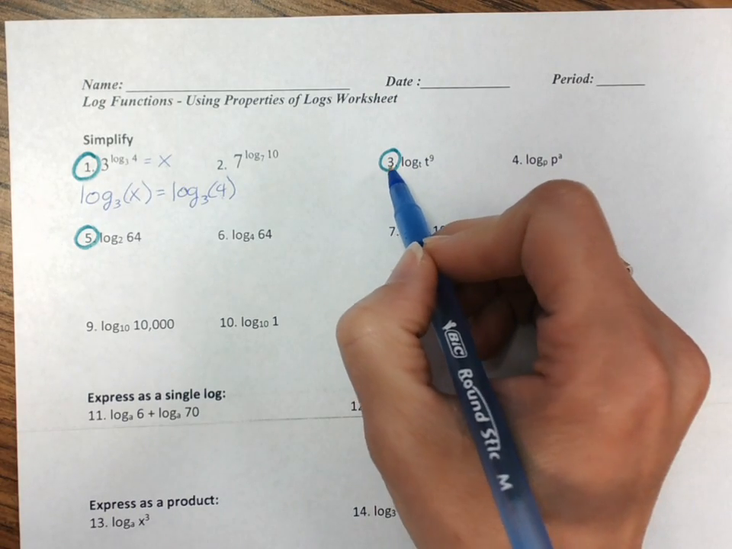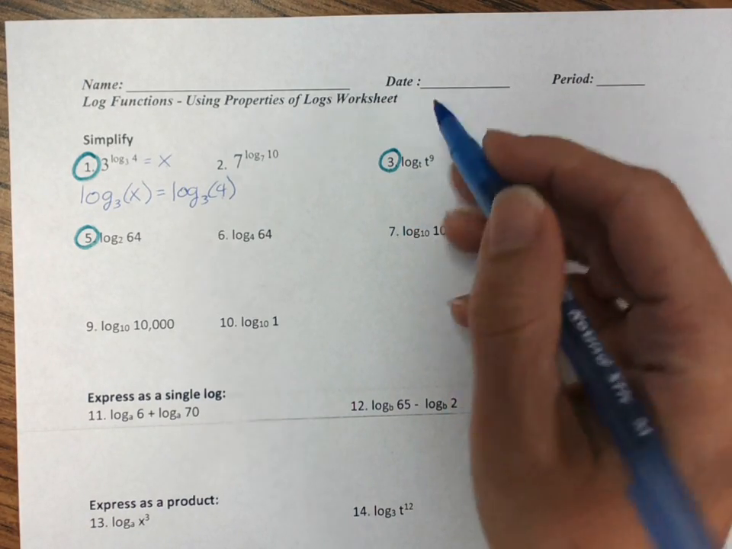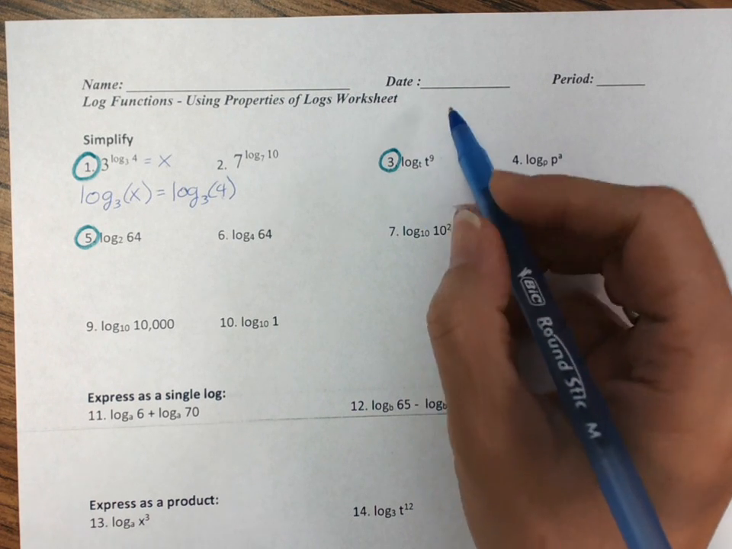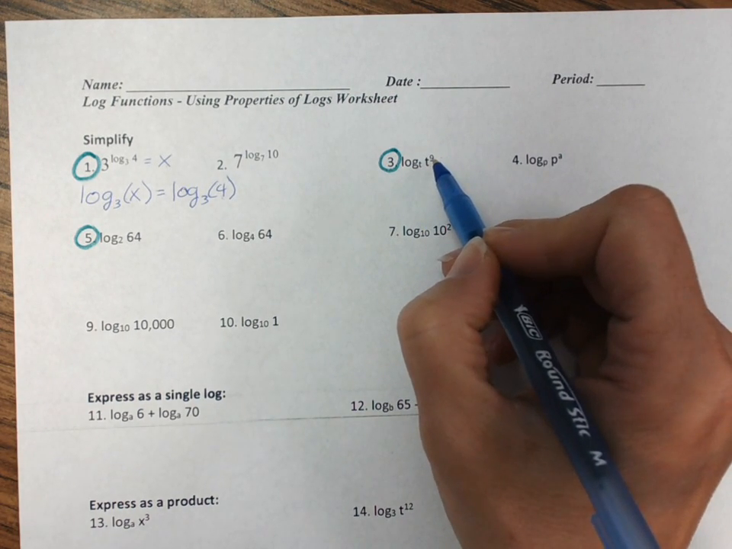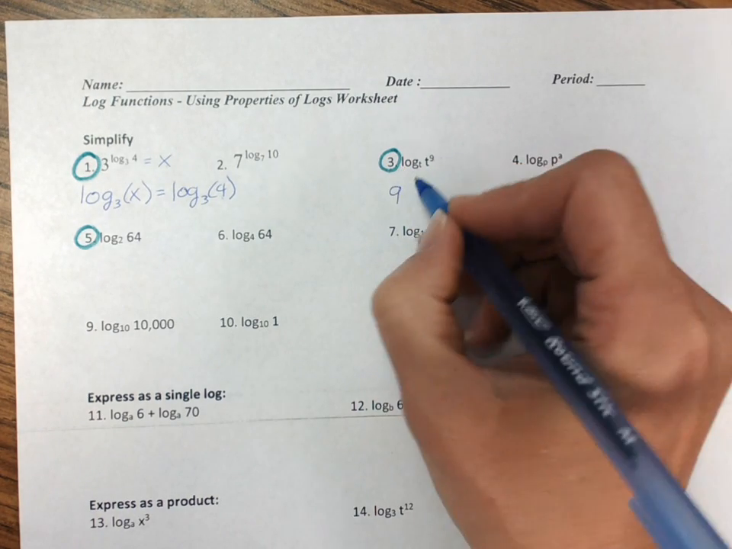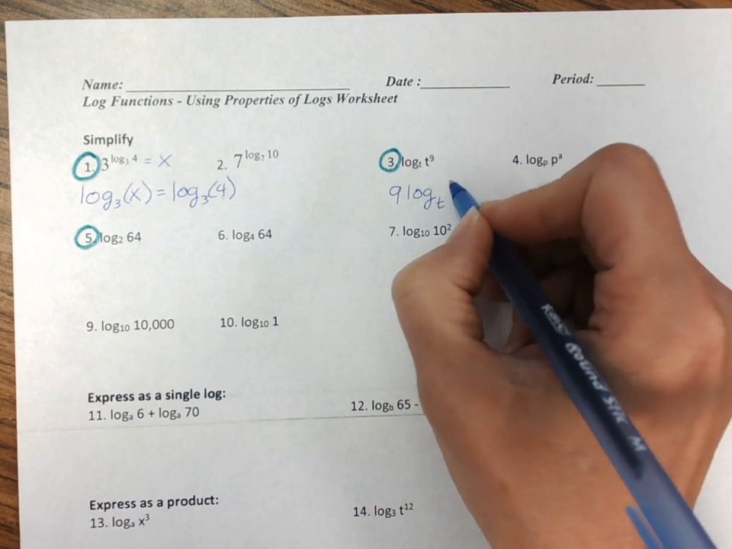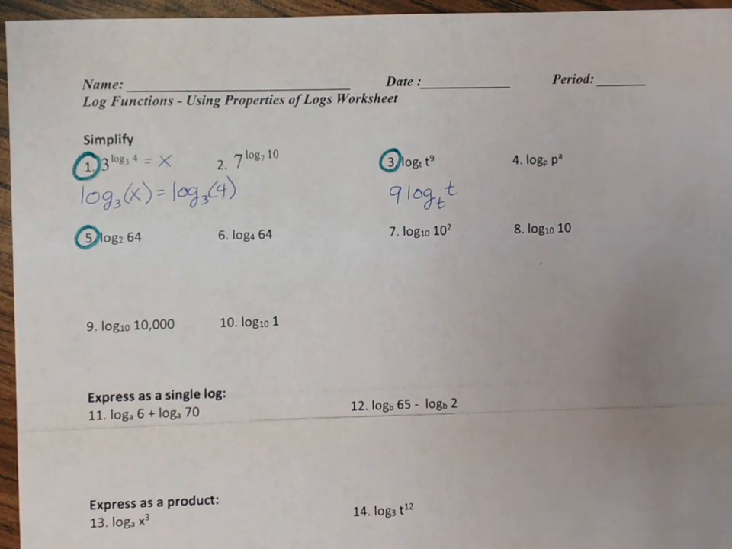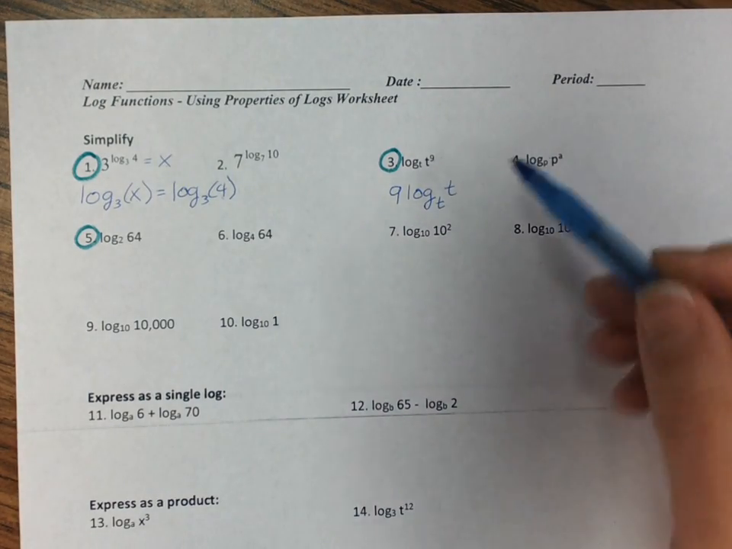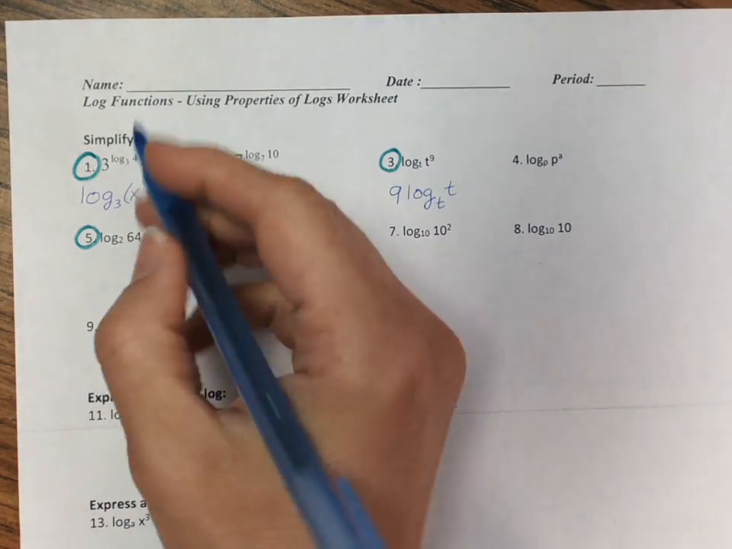So here's number 3. I'm using my log properties to simplify. I know that I have an exponent here, so log property number 3 tells me I can bring that exponent out to the front. So simplified, this is going to be 9 times log base t of t. Based on that, you can do number 4. So number 5, skip around here with me.